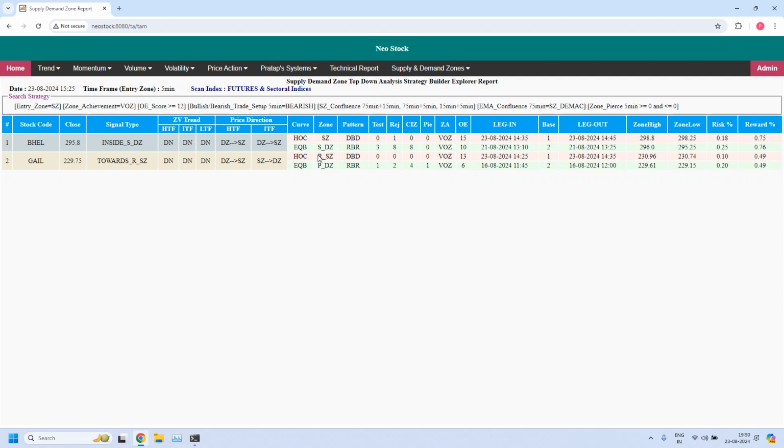Because this is the high liquidity zone, it may go up to the 15 minute supply zone. Moreover, this is a pierced demand zone. Already pierced, prices will go down further. There are higher chances it may reach up to the 15 minute zone. Even more reward you may get for GAIL.